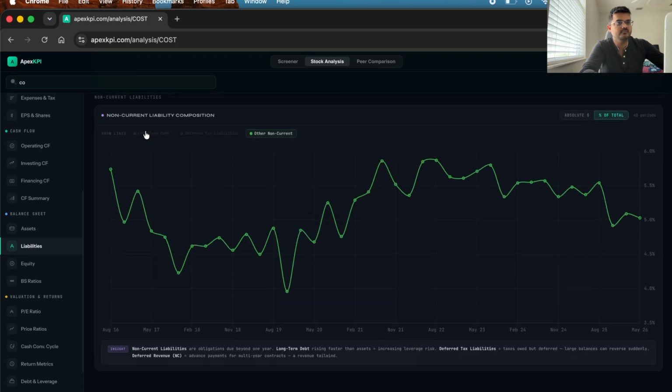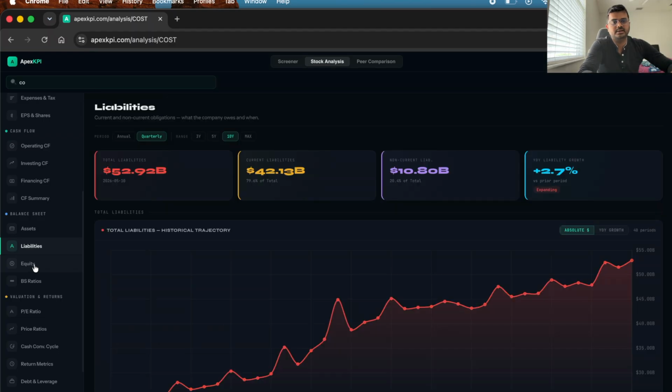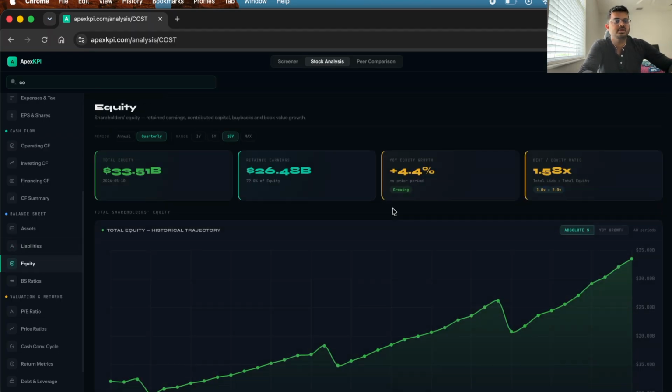Then, even though any business would like to have debt, Costco is also having debt, but historically their long-term debt has been reduced, and they only have 10% of their long-term debt. These are the two takeaways from the liability section. And third, let's move on to the equity section.